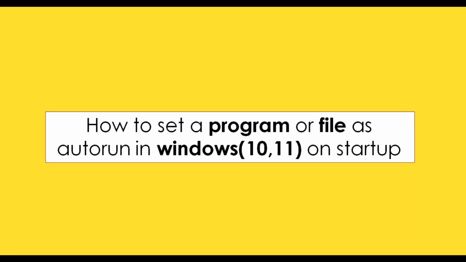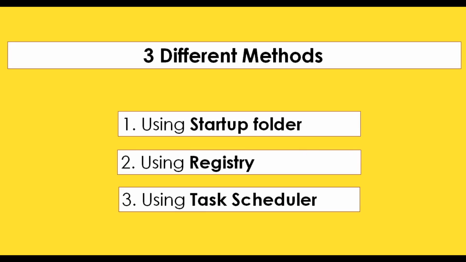In this quick video tutorial, we will see how to set a program or file as autorun in Windows 10 or 11 on startup. We will use three methods. First one is the startup folder, the second one is Windows Registry, and the third one is Windows Task Scheduler. We will use these methods one by one.